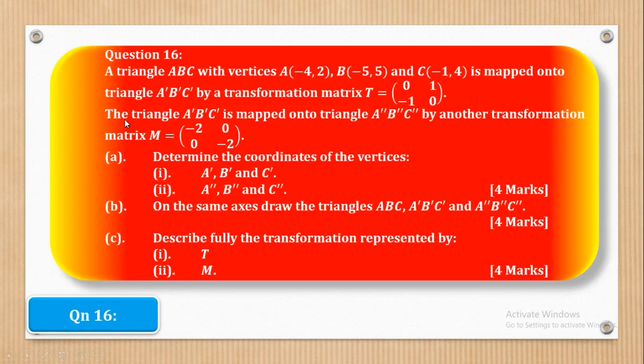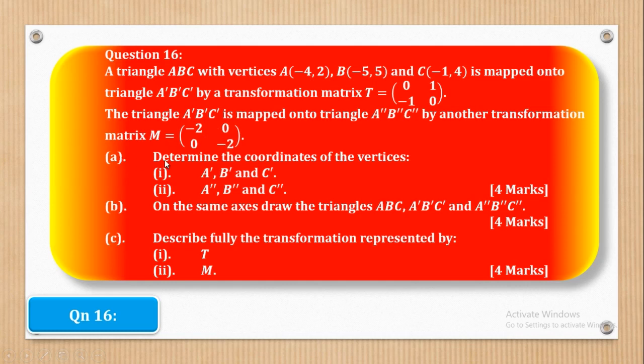Question 16 said, a triangle ABC with vertices A, which is negative 4, 2, B, which is negative 5, 5, and C, which is negative 1, 4, is mapped onto triangle A prime, B prime, C prime by a transformation matrix T, which is equal to 1, 0, 1, negative 1, 0. The triangle A prime, B prime, C prime is mapped onto triangle A double prime, B double prime, C double prime by another transformation M, which is negative 1, negative 2, 0, 0, negative 2.